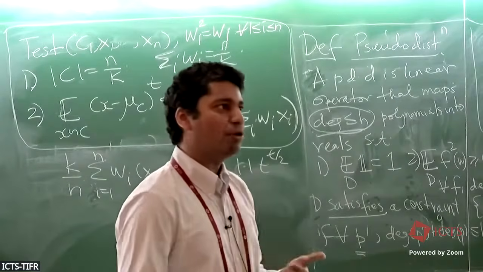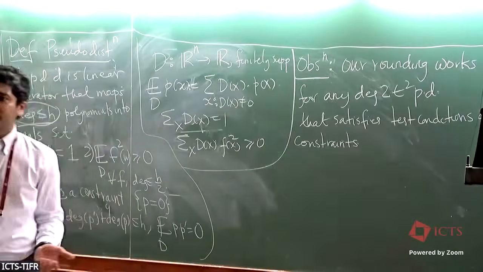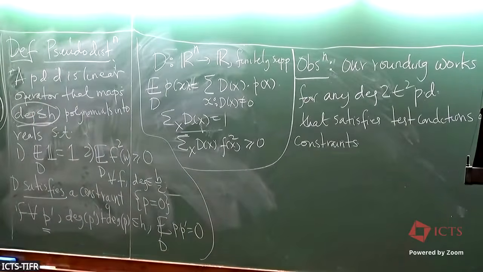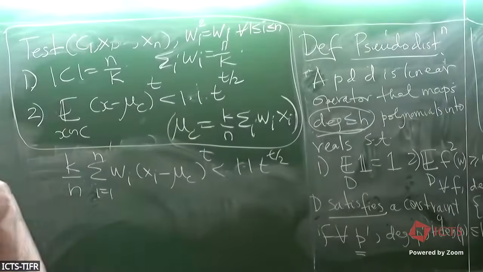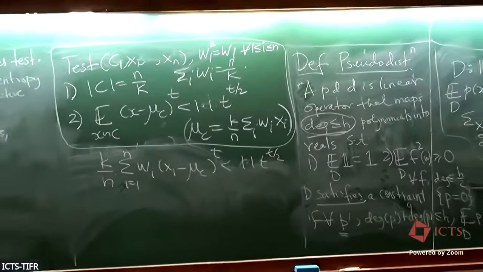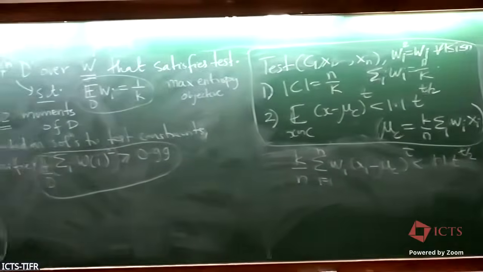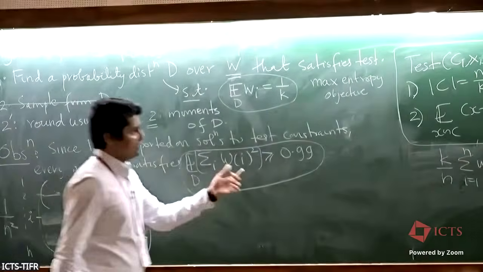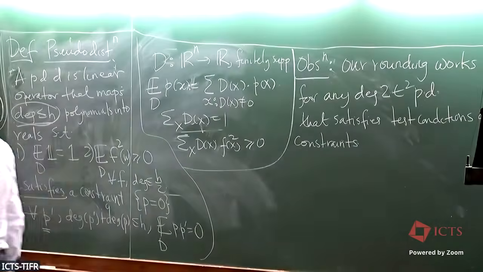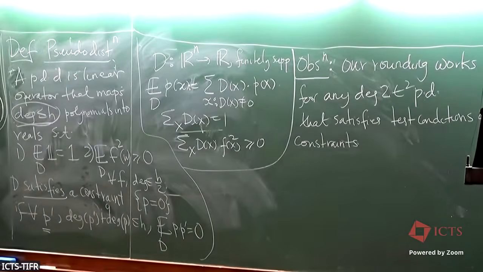If I argue now that a degree t squared pseudo distribution can be computed in some reasonable amount of time, then we know that we can basically run the algorithm. What will we do? We'll find a pseudo distribution that satisfies the constraints of this test of degree at least t squared. We'll take the first two moments of this pseudo distribution. We'll do this simple rounding where we guess a row, take the large entries, and we have the clusters for us. So let's see why a pseudo distribution is efficiently computable.